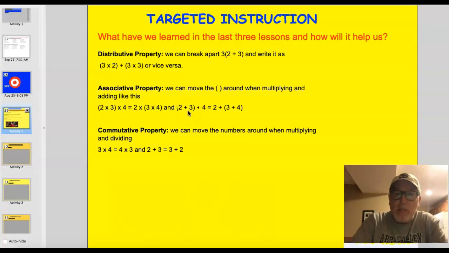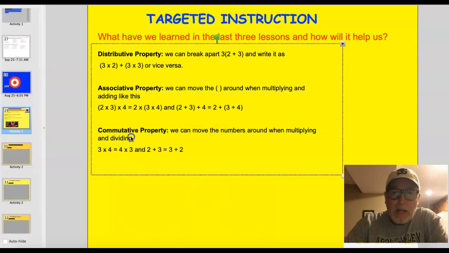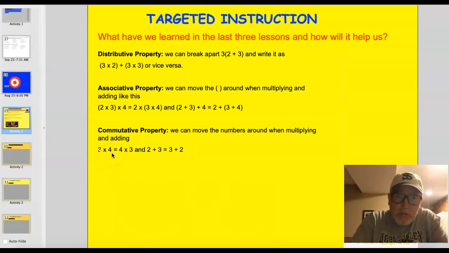I did the same thing here with addition. So if you have a string of digits that you're multiplying or a string of digits you're adding, you can group them however you want. It just doesn't matter. Commutative property, same thing. We can move the numbers around when multiplying and adding here. Very simply, 3 times 4 is equal to 4 times 3. 2 plus 3 is equal to 3 plus 2.